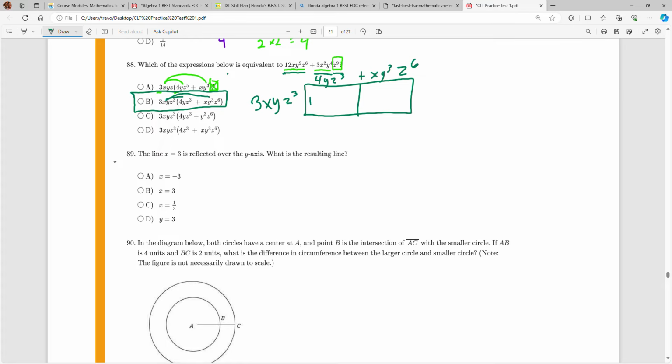3 times 4 is 12, no other x. Y and y is y squared. Z3, z3, z to the power of 6. 3 times 1, 3. X times x is x squared. Y and 3 more y makes y to the power of 4. And then z to the power of 3 times z to the power of 6 is z to the power of 9. That is a match.